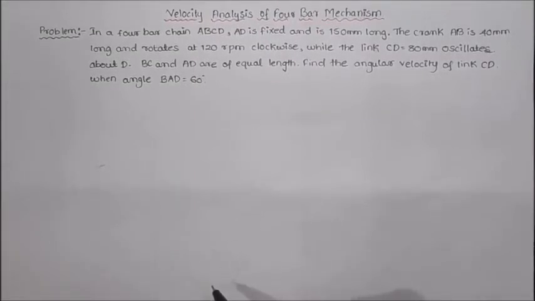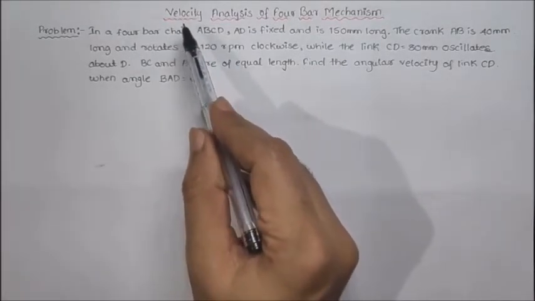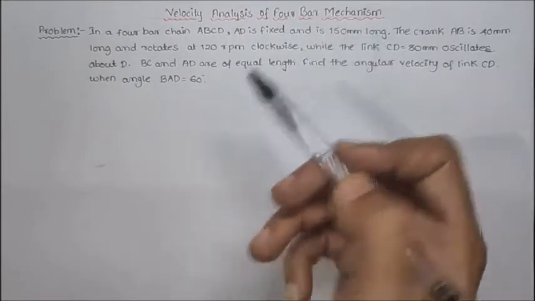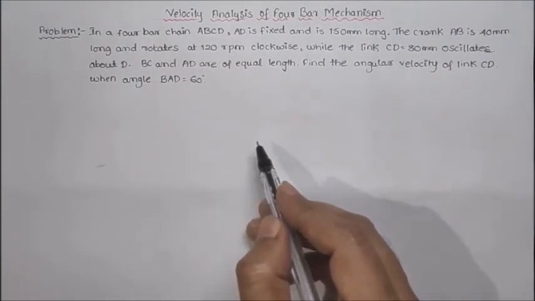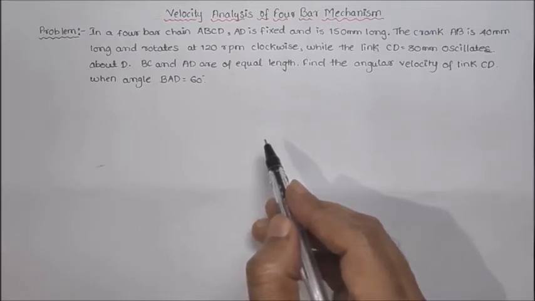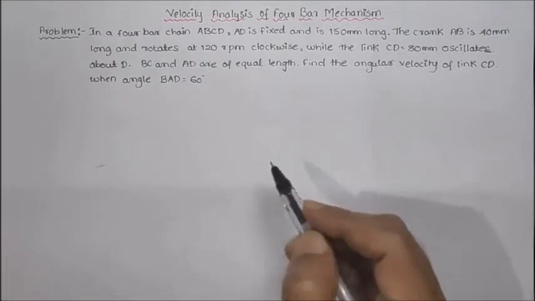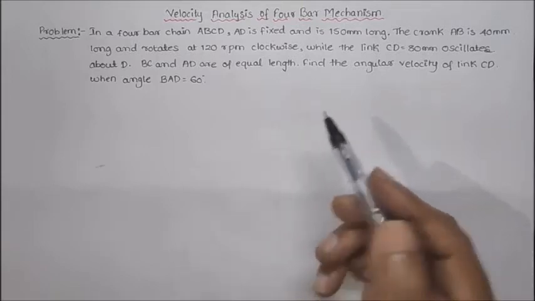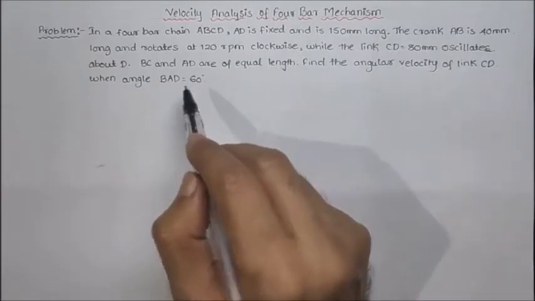Let's start our session with the problem solutions, findings on velocity analysis of a 4-bar mechanism. So in the theory part we have already studied how to find out motion of a link and velocities at a given point on a link with respect to another point. So based on that we have to solve some problems. So this problem is on a 4-bar mechanism. Let's read the problem and understand the problem statement.